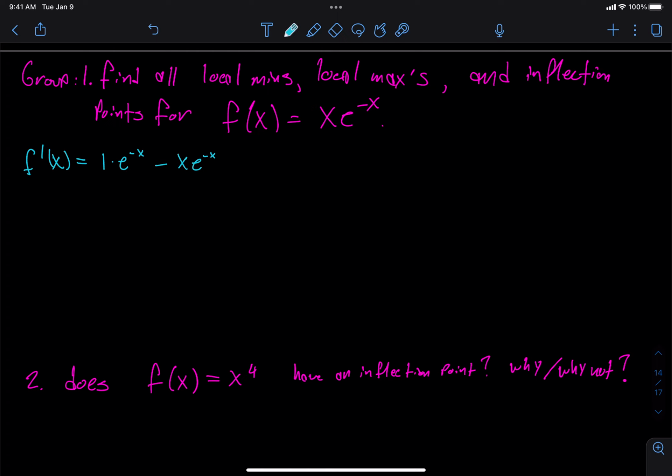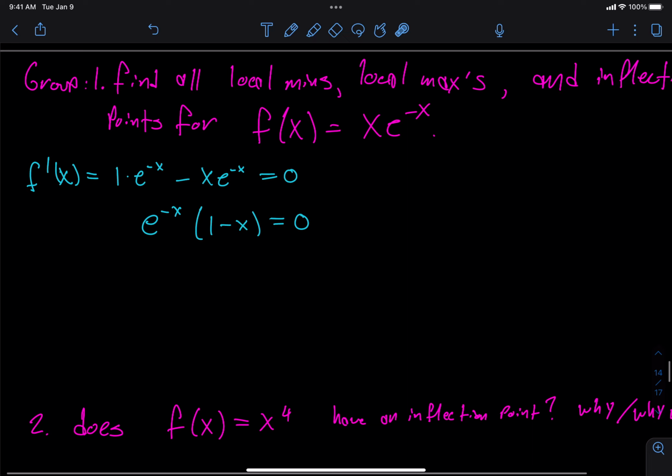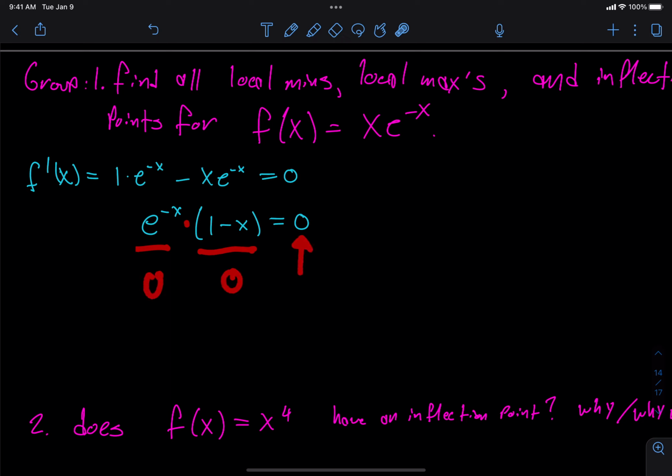So those are the rules, and we want to take this and set it equal to 0 and ask ourselves, when is this going to happen? Well, we can factor out an e to the minus x, and we leave 1 minus x, and we say this is equal to 0. And just like in every factoring problem that you've ever done, if you have two things and you multiply them together and you get 0, then one of them had to be 0. Yes?